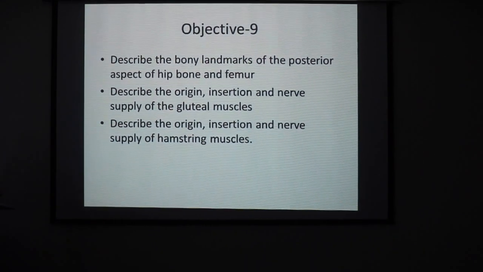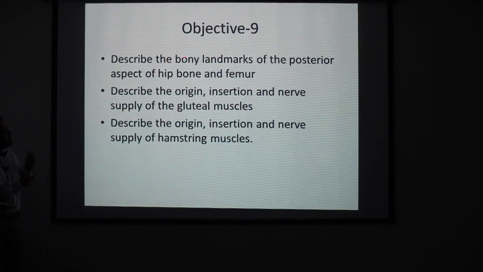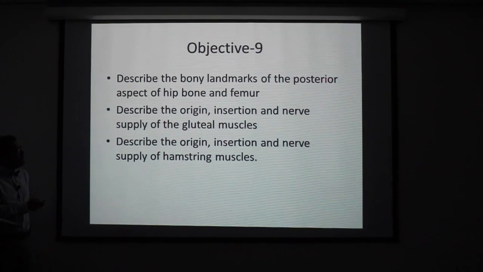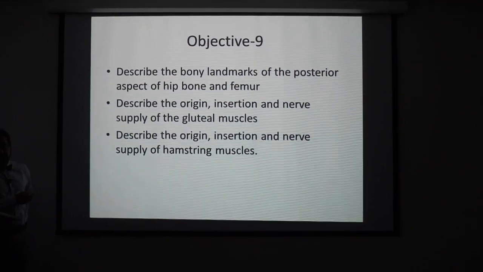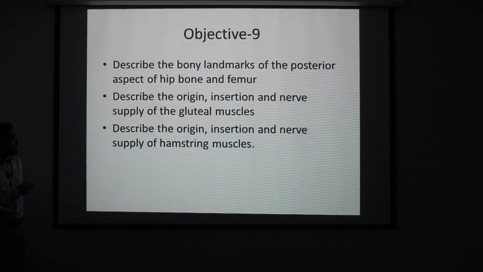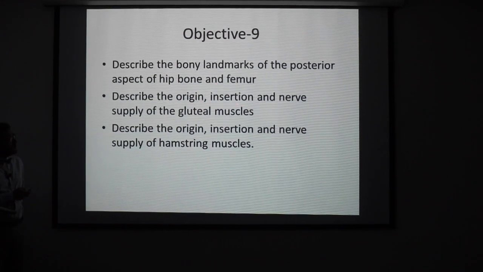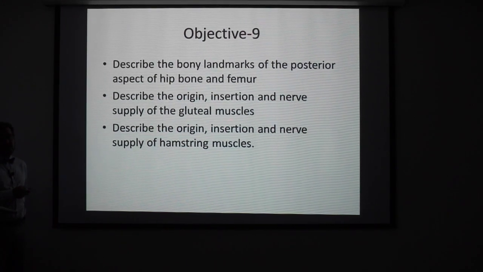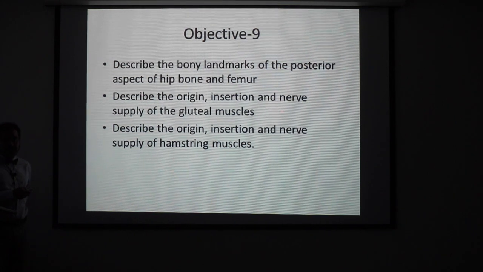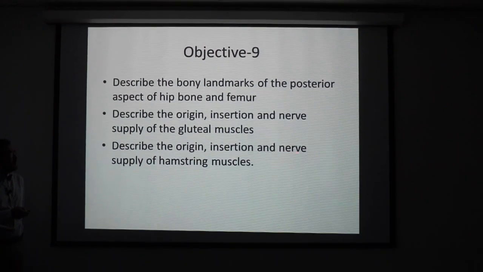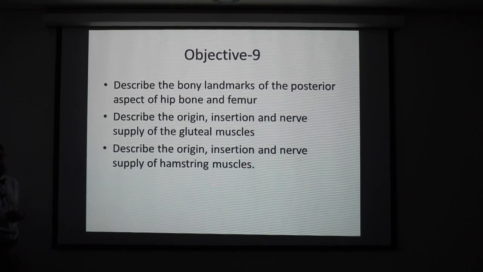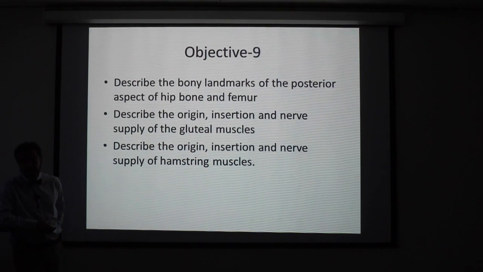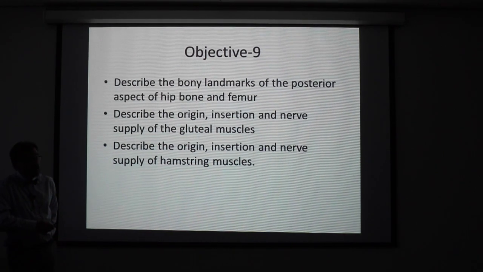So the objectives here would be, initially we will start with the bony landmarks of the posterior aspect of the hip bone and the femur. Then we are going to describe the origin, insertion and nerve supply of the gluteal muscles, and also some of the clinical aspects of the gluteal muscles. And then we are going to describe the origin, insertion, nerve supply of the hamstring muscles, or the muscles of the posterior compartment of the thigh.